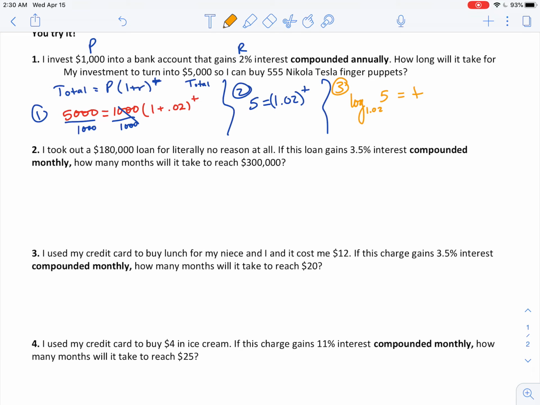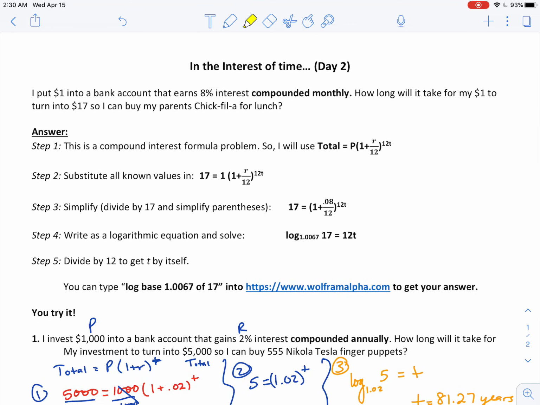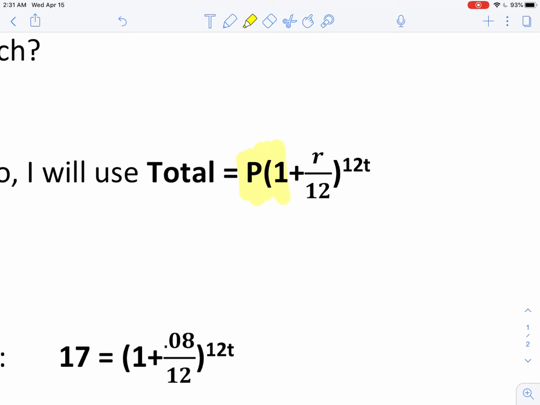And then I can always go to Wolfram Alpha, wolframalpha.com, and type in the words log base 1.02 of 5. And that will get me a decimal of 81.27. So t equals 81.27 years. All right, so it's going to take me quite some time. Probably not make it that long. But we can probably rest assured that I can at least get a few hundred Nikola Tesla finger puppets with my $1,000 stimulus check.